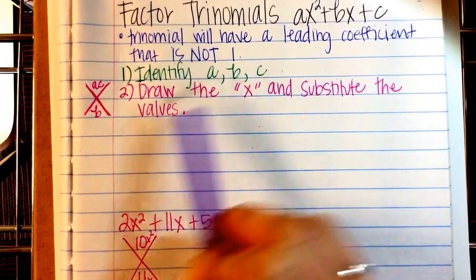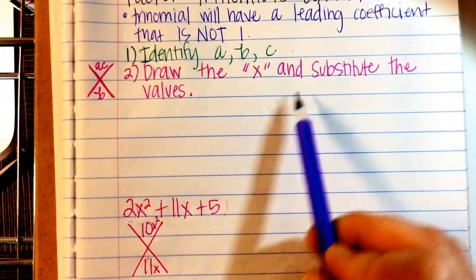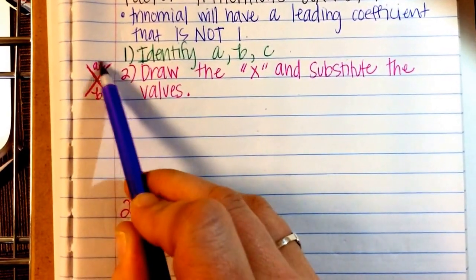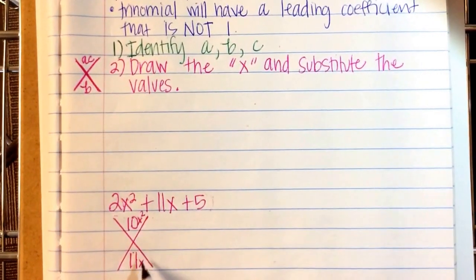Identify the A, B, and C. Draw the X and substitute the values. A times C is always the top. B is always the bottom.